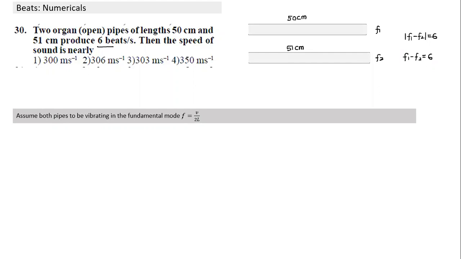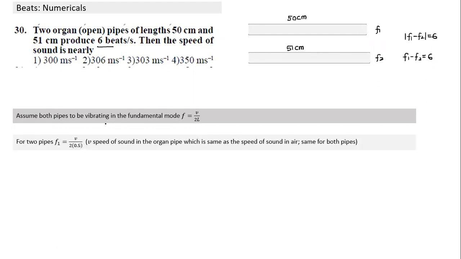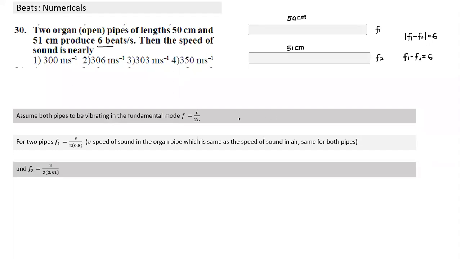We are using the formula of fundamental frequency of an open pipe for two different lengths, and we are using the concept of beats. Let's write those equations for the two pipes. What is the first one's frequency? First one is V divided by 2 into 0.5, as the first case length is 0.5. V is the speed of sound, which is the same in both cases because V is nothing but the speed of sound in air, and both have air only.